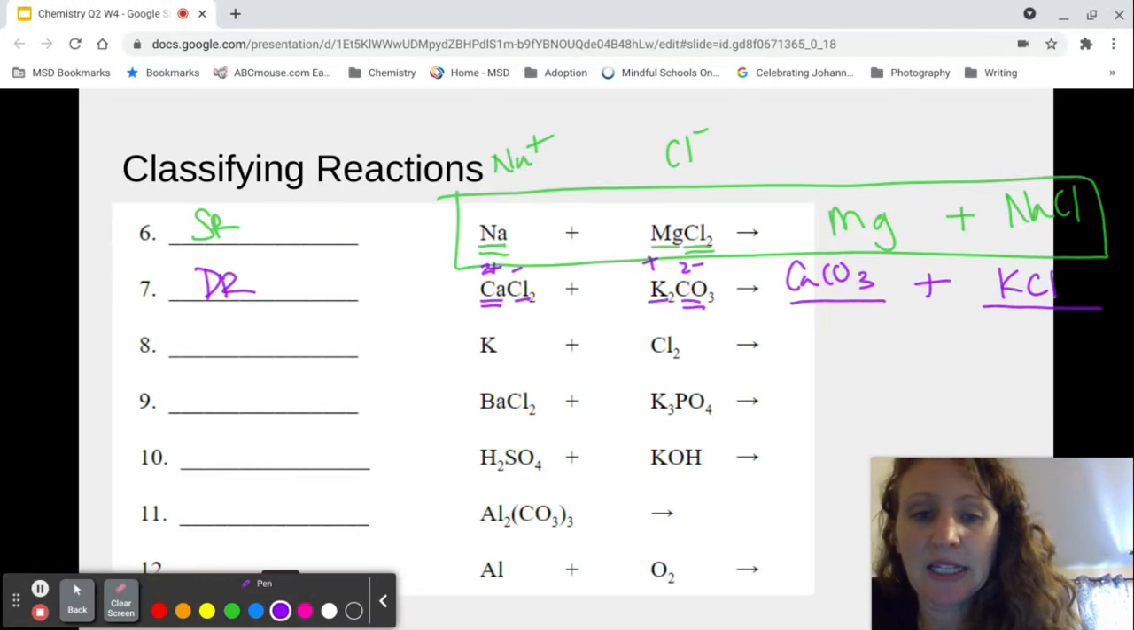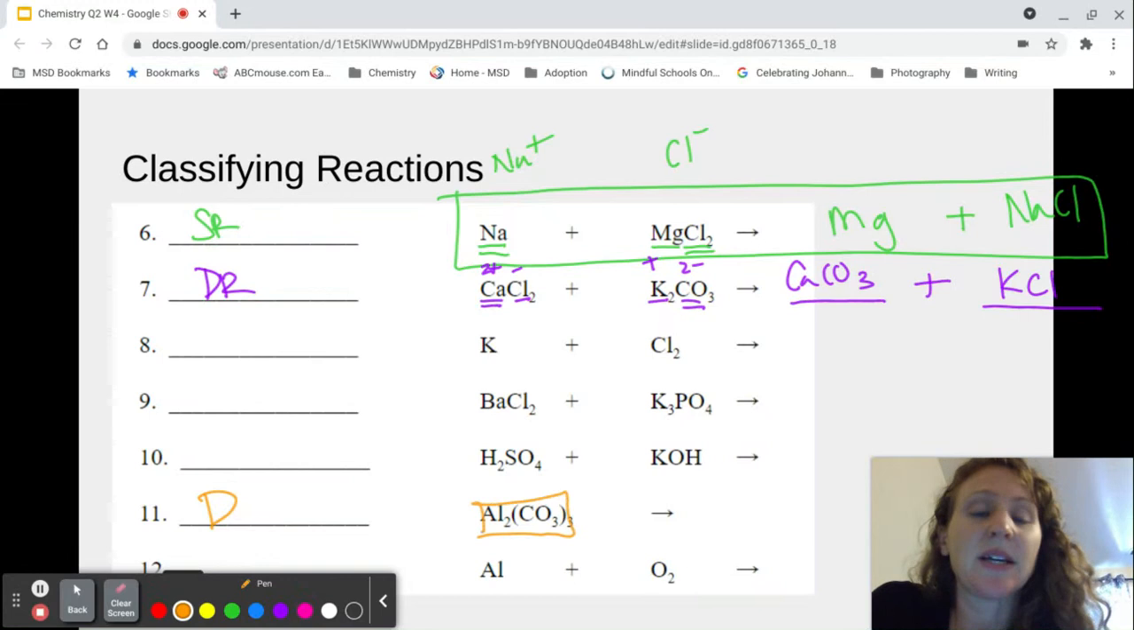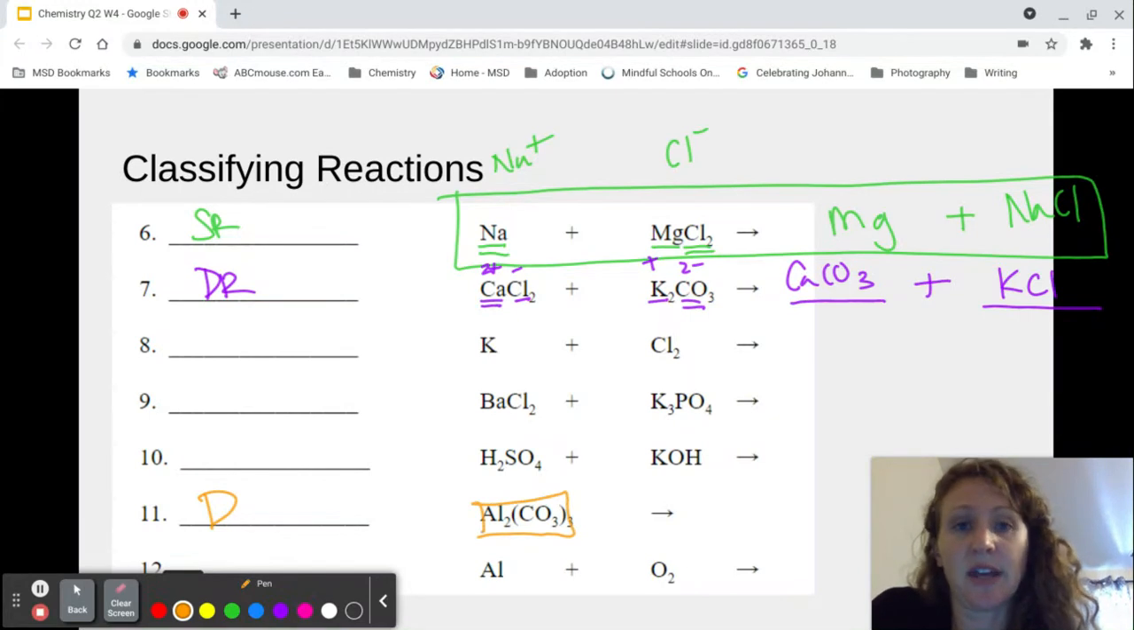Okay, let's skip down to 11. I want to do 11 with you. So we know 11 is a decomposition reaction. Now, decomposition reactions are super hard to predict what they're going to be because, like I said, you either have to be familiar with the reaction and know what it's going to break up into, or you need to run through some analyzation techniques to figure that out.